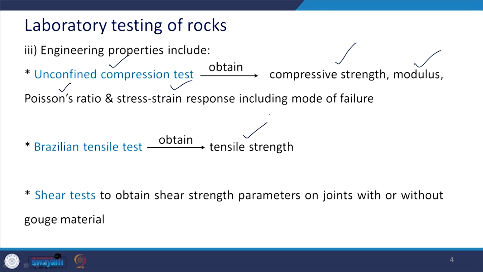So until and unless we know the tensile strength of that material, I will not be able to analyze that tunnel under that condition. So it is important for us to know the tensile strength of this material, rock. Then the third type of tests include various shear tests in order to obtain the shear strength parameters on joints.